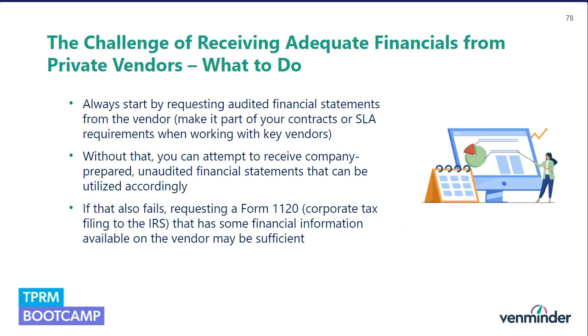So with these issues with collecting information and making sure that it's consistent across the board, you'll oftentimes run into challenges with private vendors and receiving adequate information. You should always start by still asking for the audited financial statements, but when you don't get those, you can ask for unaudited financial statements and use those accordingly in your review process. If that fails, you can always rely on asking for a Form 1120 on these corporations, if they are a corporation, which is a tax filing to the IRS that you know they have, because if they don't, they're going to be in some trouble not paying their taxes to the IRS and making sure that they're in compliance with those cadences.